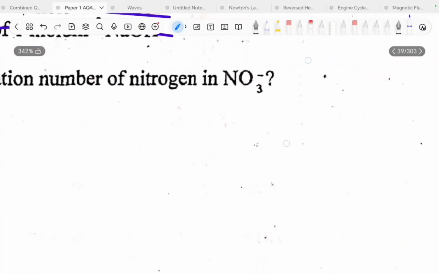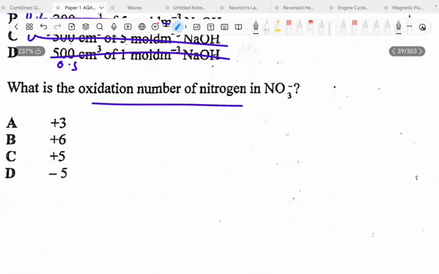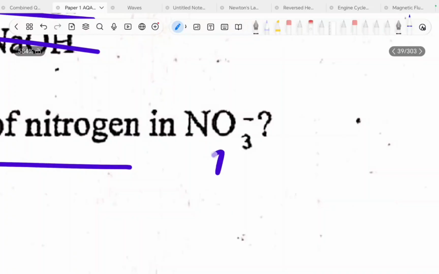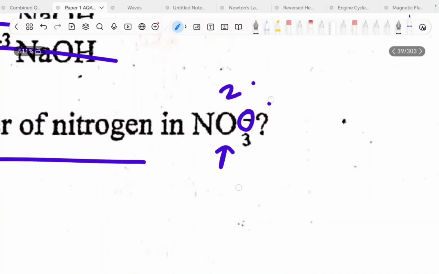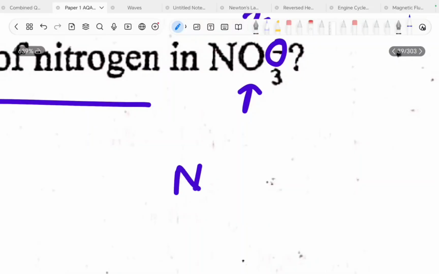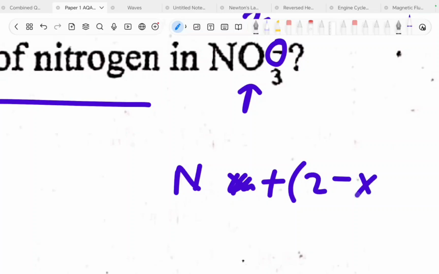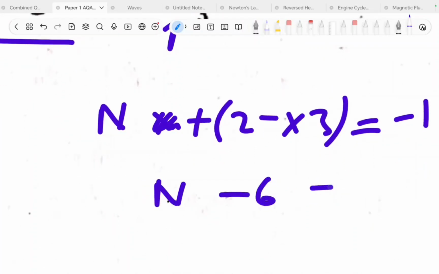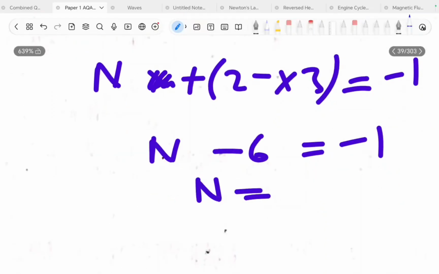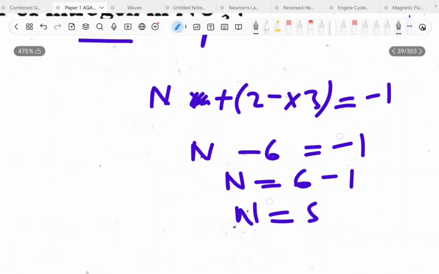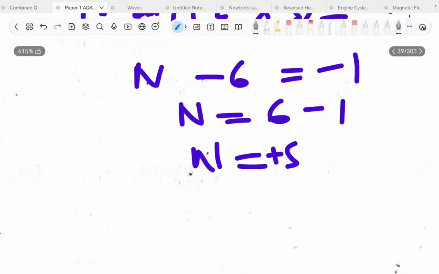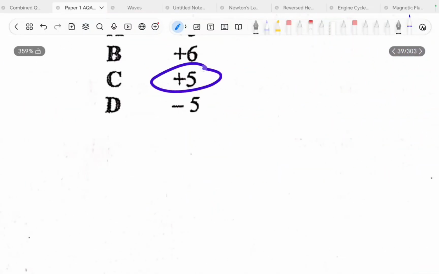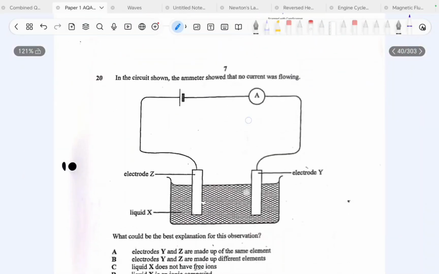What is the oxidation number of nitrogen in NO3 minus? A super simple question to do. Since they asked you the oxidation number of nitrogen, this means that you always have to use the standard oxidation number of oxygen, which is always 2 minus. And we know that the charge of this ion is minus 1. So the charge of nitrogen, N, plus 2 minus times 3, is equal to minus 1. So N is equal to 6 minus 1, N is equal to 5. It's a positive 5 because there's no sign, it has to be positive 5. So this is our answer, 19C.